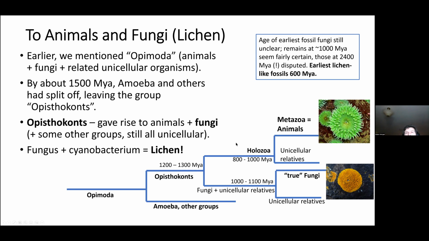But again, this split between the animals and the fungi occurred when everything was unicellular. They were just different types of unicellular organisms, some of which, this branch, evolved into fungi. The only ones we're interested in are the fungi that form lichens. And the other branch eventually gave rise to multicellular animals.